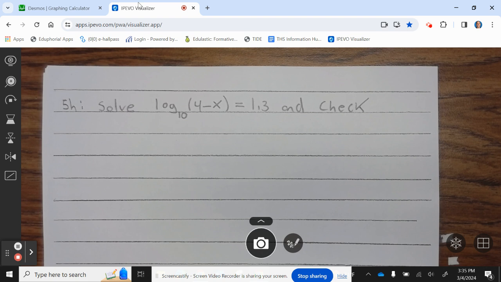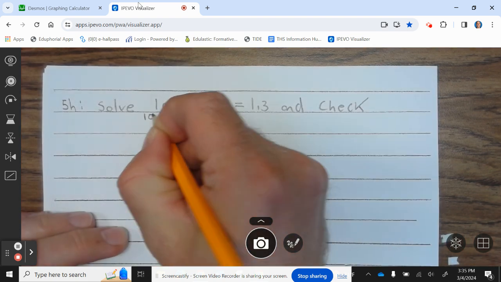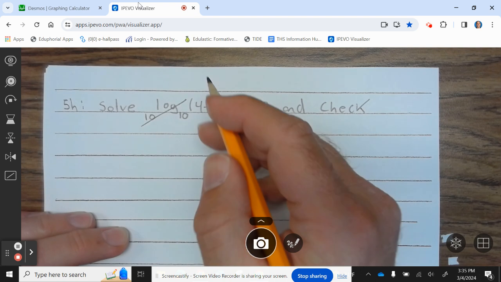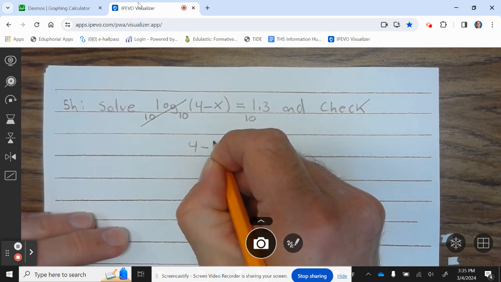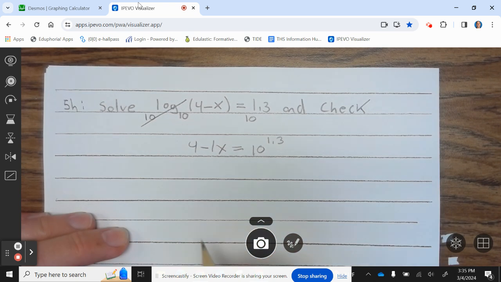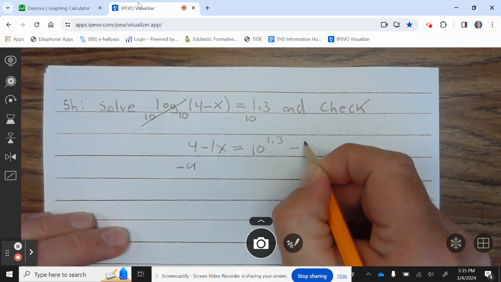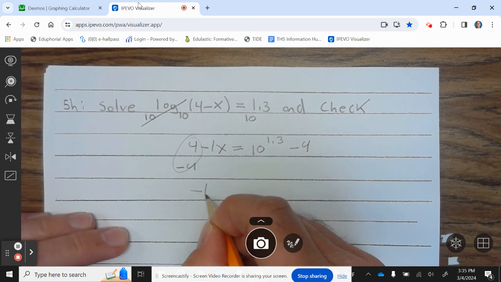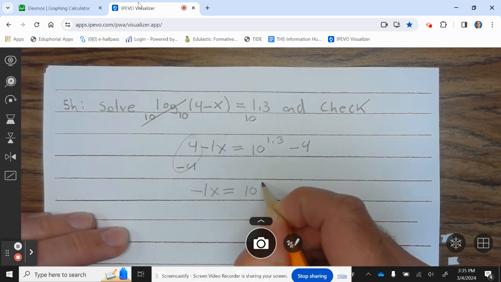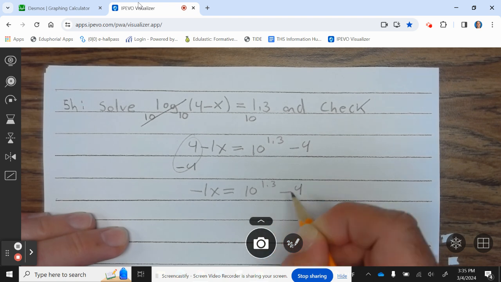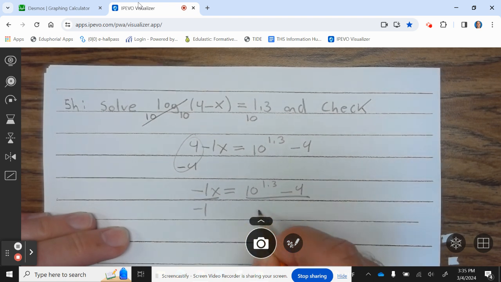5h. Solve log base 10 of 4 minus x equals 1.3. Okay, we're going to raise both sides by 10. Cancels, you're left with 4 minus 1x equals 10 to the 1.3. We're going to subtract 4 from both sides. You get negative 1x equals 10 to the 1.3 minus 4. Divide both sides by negative 1. So x equals 10 to the 1.3 minus 4 divided by negative 1.